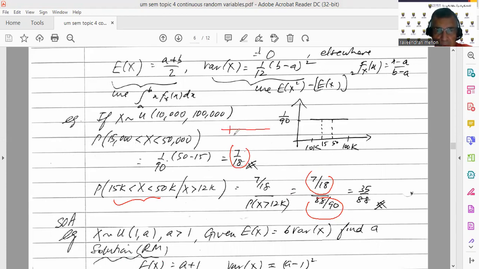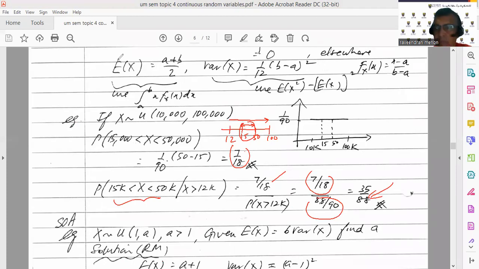We have got 12, we have got 100, right? So I've got 15 and 50, right? 15, 50, and 12. So bigger than 12 is here, okay? Between 15 and 50 is here. So you know the intersection is just here. That's why it's 7 over 18. Use a calculator if you like and get your final answer, 35 over 88.